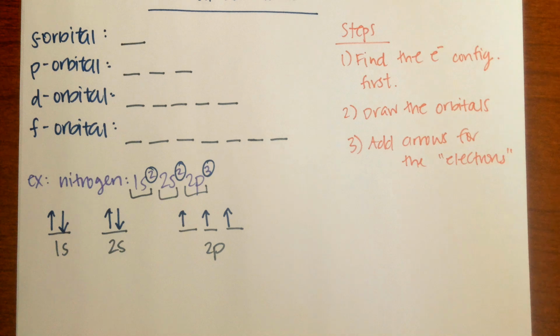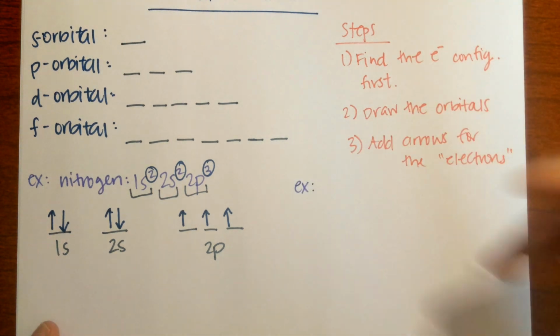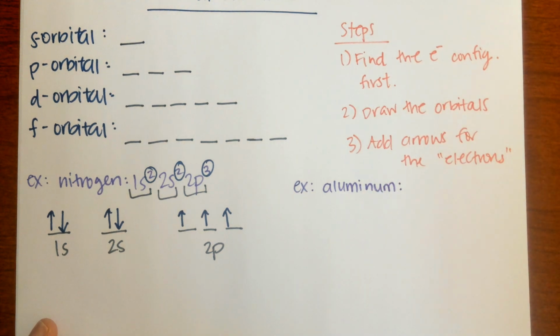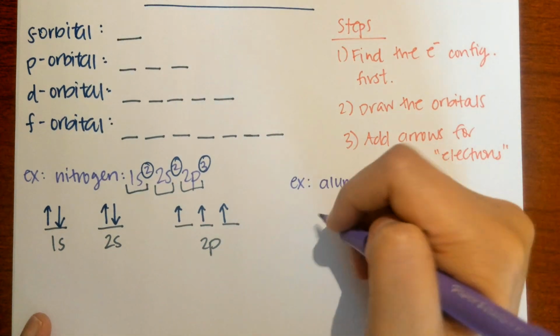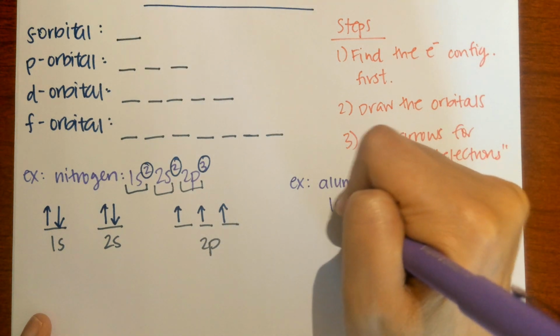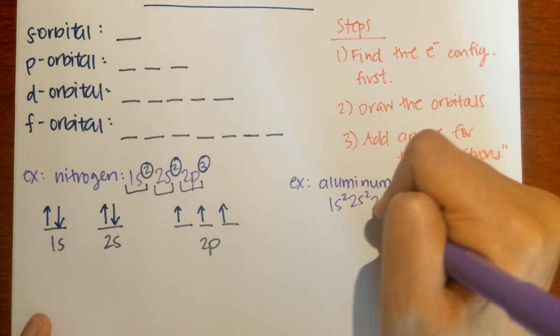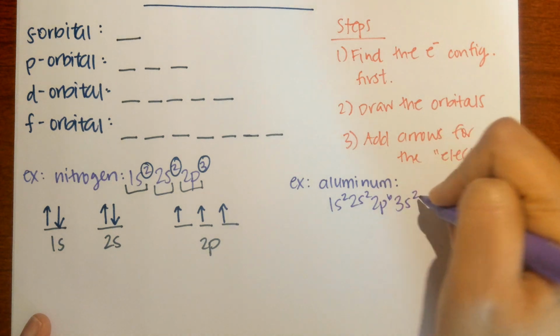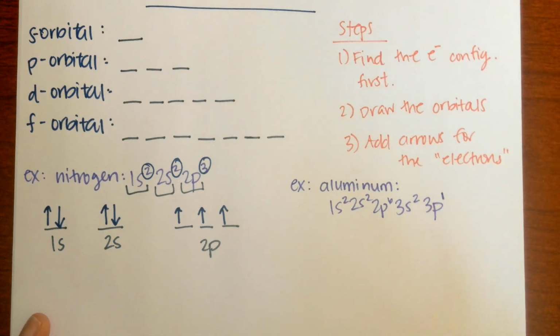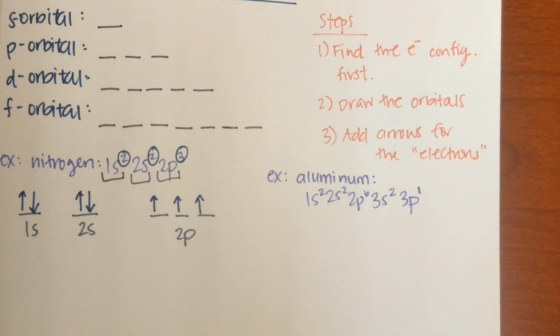All right, so let's do another example with aluminum, and the electron configuration for that. Actually, pause the video, go ahead and try the electron configuration by yourself, and then play to see that you got it right. Alright, so you should get this as your electron configuration.